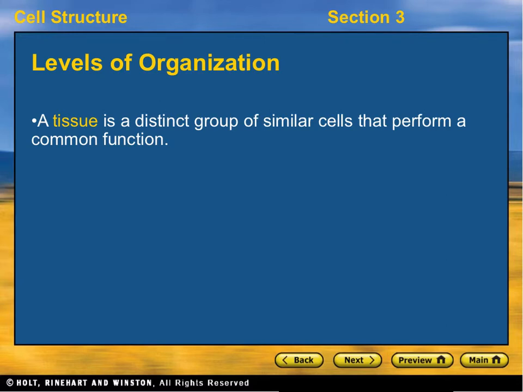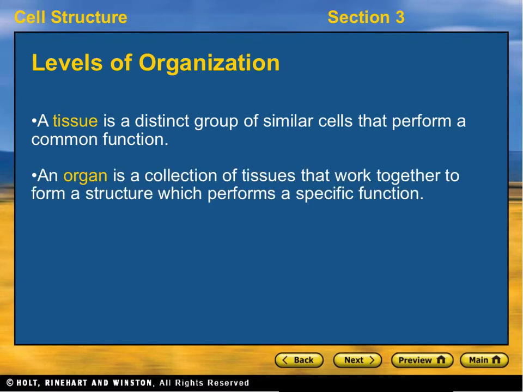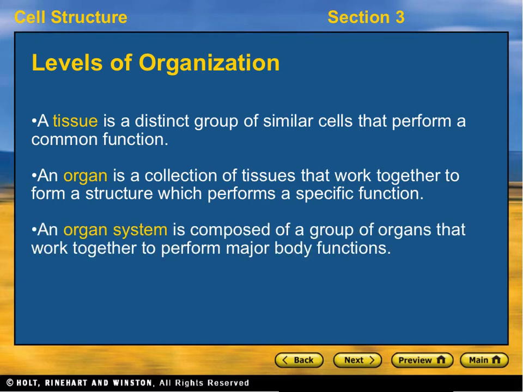The first level would be the cell itself, and then if we take a bunch of similar cells that perform a common function, we get what we call a tissue. Once we get a collection of tissues that work together, they form a structure which performs a very specific function, and that structure is called an organ. And once we end up with a group of organs that work together to perform major bodily functions, we get what we call an organ system.